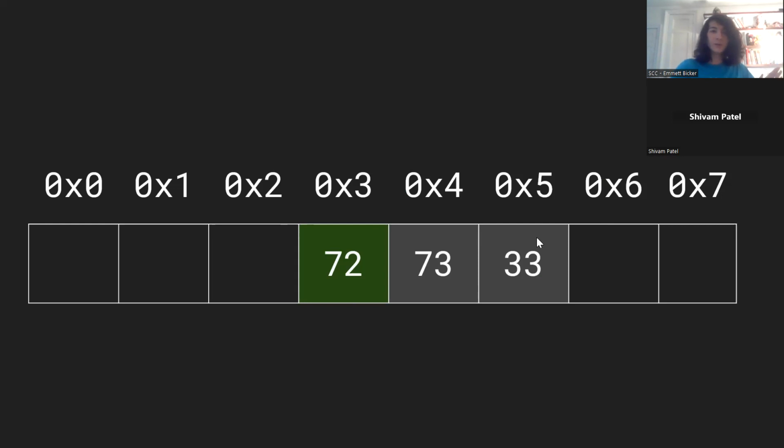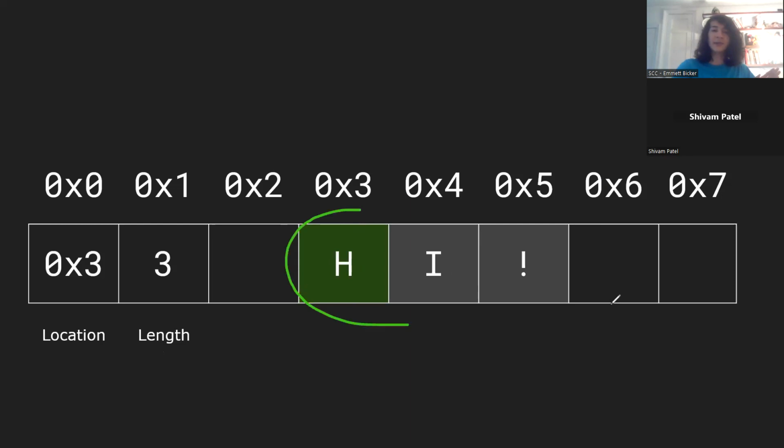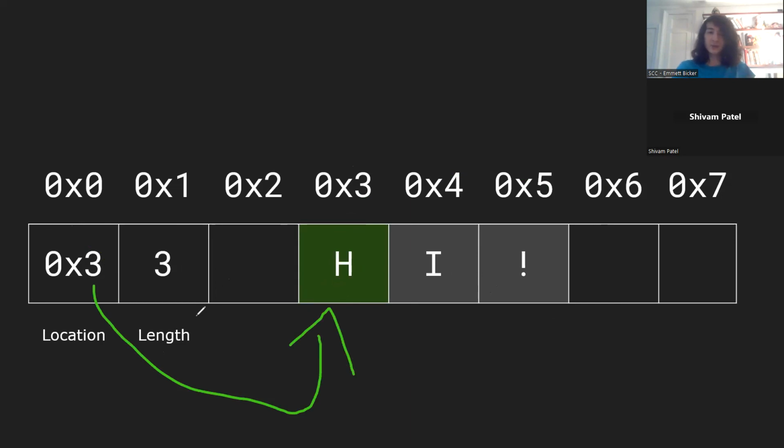So just for a more visual representation, if I have this over here, which is my string, I'm going to store it by remembering the location of the string, and then I'm going to remember the length of the string. And then this string, which is just all of these characters one after another, I can just get by saying 0x3, which is the location 3. And then I'm going to remember that the length is 3.